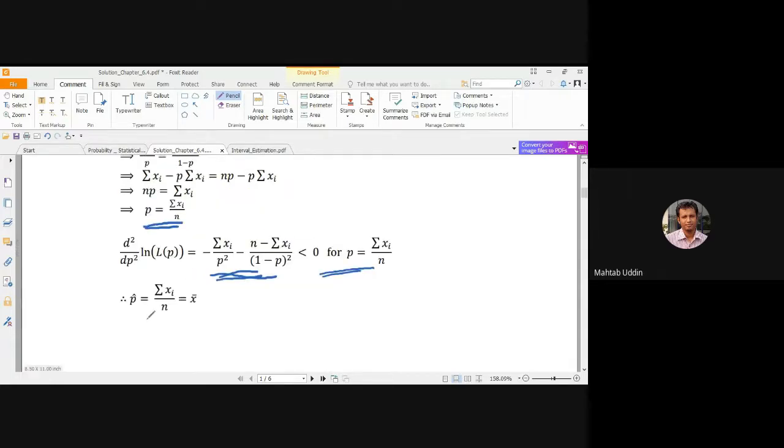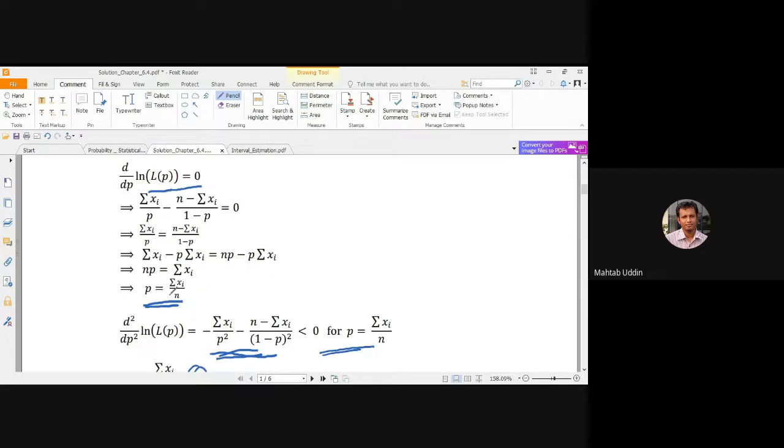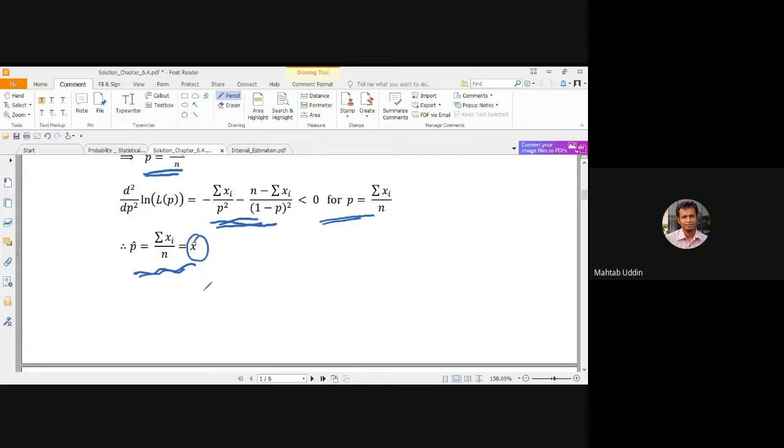So this is the estimated value. Now you can see these are sum of xi, that is the total input divided by the total number. So this is the average, right? So we have found that for the Bernoulli distribution, p is the average.